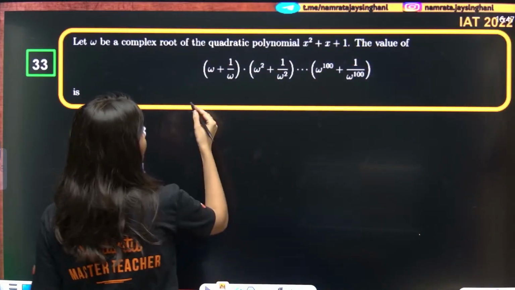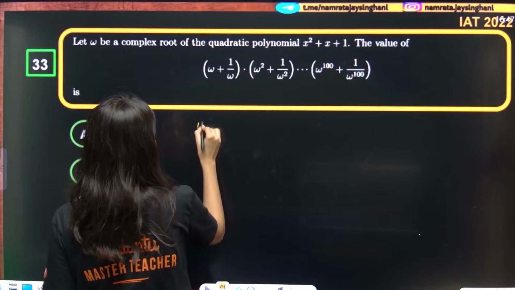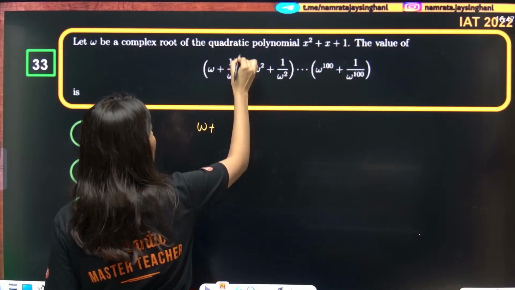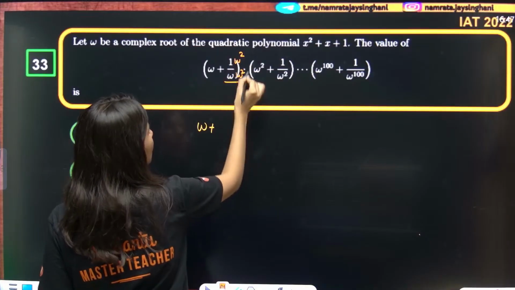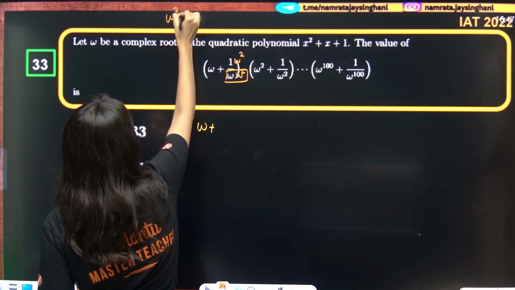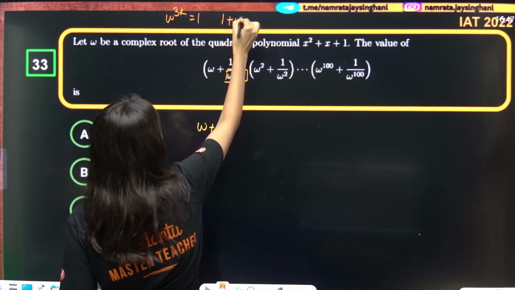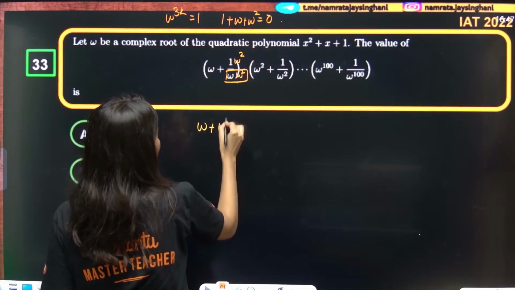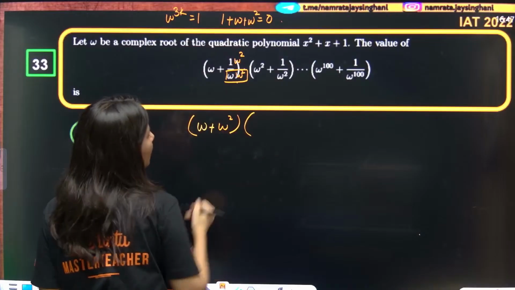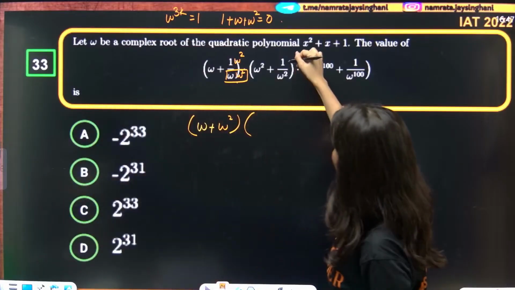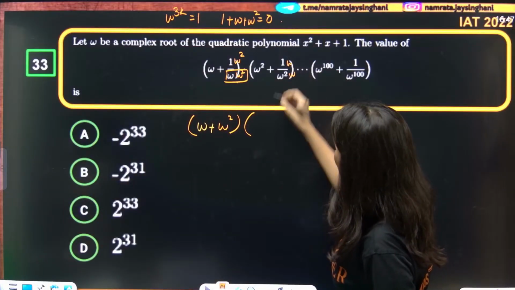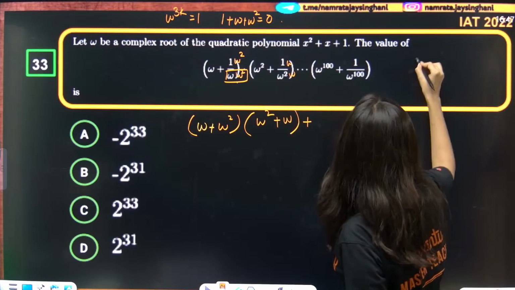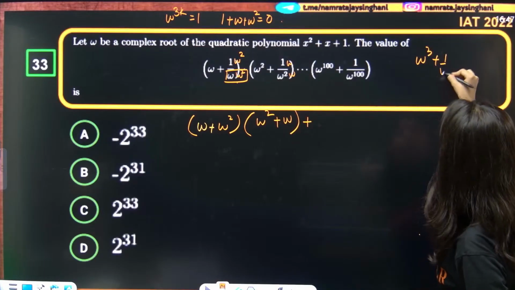Now this: omega plus 1 by omega. So for 1 by omega, I'm going to multiply by omega square, so that omega cube, omega power 3, becomes 1. 1 plus omega square becomes 0. So this is your 1, this is omega plus omega square. The second bracket will be what? Again, if I multiply omega and omega, so this is omega square plus omega. Plus the third will be omega cube plus 1 by omega cube.